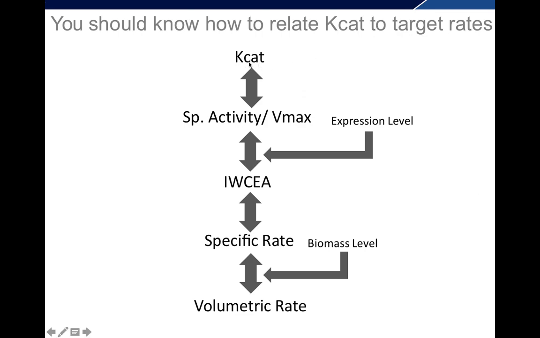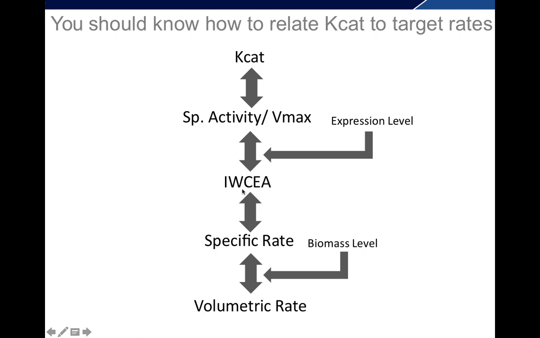So we first go from a kcat or a kinetic parameter for an enzyme to a specific activity or a Vmax. That's how active each enzyme or molecule of enzyme is. The expression level, which is how much of that enzyme you express in your cell, translates to the ideal whole cell enzyme activity, which is how good that lysate, the cell's lysate or the cell itself, is at making your product.